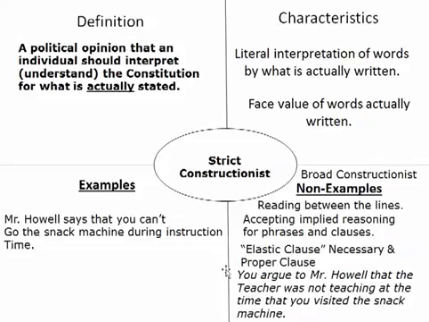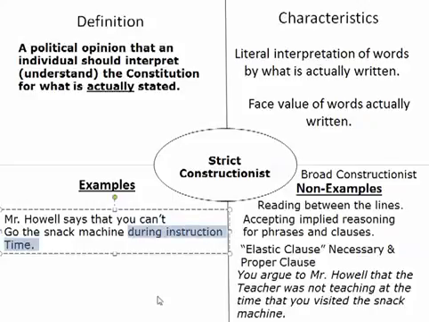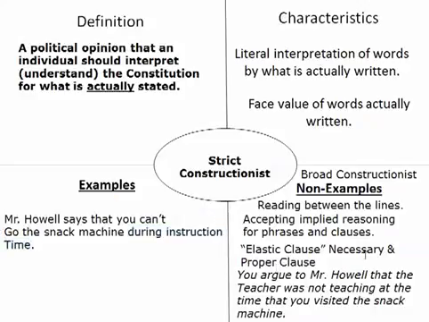In an example, if you used a broad constructionist view of what Mr. Howell told you, you could argue to Mr. Howell, if you get caught, that the teacher was not teaching at the time in the classroom, so you visited the snack machine, meaning you can't go to the snack machine during instruction time. You would manipulate things and look at it broadly and say, well, no instruction was going on. Bad way to manipulate. You're still going to get in trouble, but just use it as a common example of the difference between the interpretation that is literal and one where you can use broad construction to read between the lines.